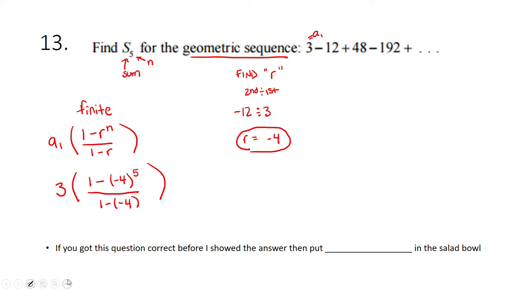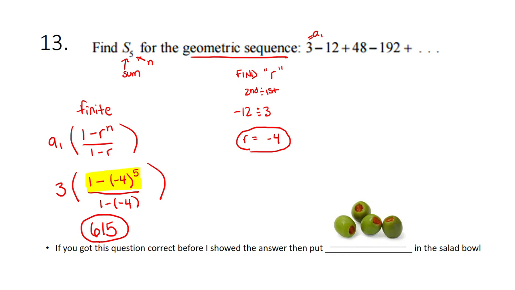Okay, remember, our first thing we have to do is the top. Let's get that number. Then you divide by the bottom, you can put that in parentheses, and then you multiply by the outside. Your answer should be 600 or 615. If you beat me to that, green olives time.